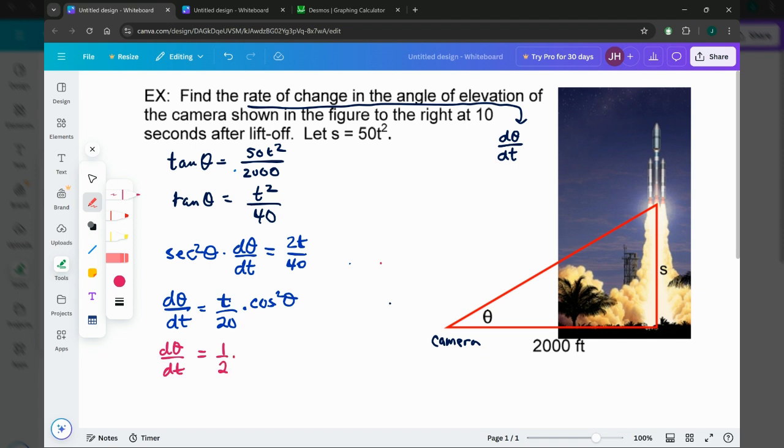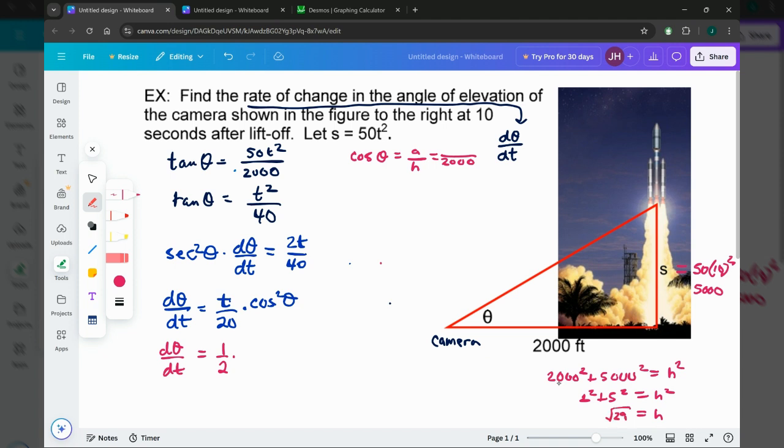What's cosine? Well, cosine is the adjacent side over the hypotenuse. Well, I know the adjacent side is 2000, but what's the hypotenuse? The hypotenuse, well, I know s is equal to 50t squared. S is equal to 50 times 10 squared. That's 5,000. Now, I could do Pythagorean theorem here. I could do 2,000 squared plus 5,000 squared equals the hypotenuse squared. Let's call that h squared. And by the way, do I really need to use thousands? I could do 2 squared plus 5 squared equals h squared. You'd figure out pretty fast that h in this problem is radical 29. But since I started out with 2,000, 5,000, this is radical 29 times 1,000.